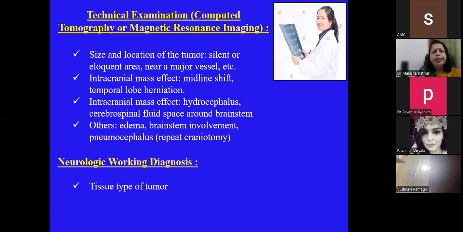Next important examination is examination of CT scan and MRI. I will tell you all, this is a very important examination as far as neurosurgery is concerned. I know it is difficult to recognize everything, but you have your neurosurgical team along with you. You have to learn how to read CT scan and MRI. This is very important from the anesthesia point of view. Why? You know the size of the tumor.